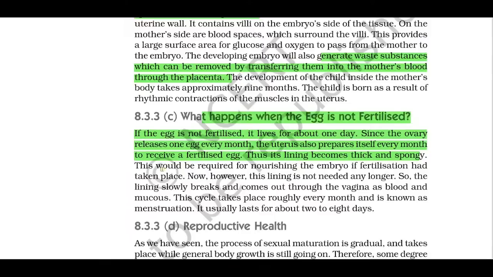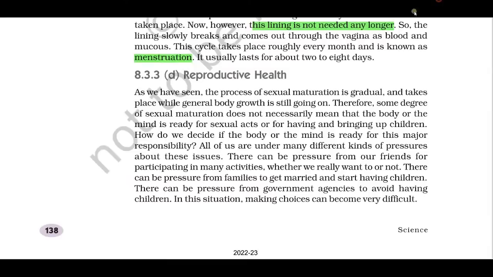In case fertilization does not take place, what happens? This lining is not required any longer. So the lining slowly breaks up and comes out through the vagina as blood and mucus. So this cycle takes place roughly every month, and this is known as menstruation. It usually lasts about 2 to 8 days.